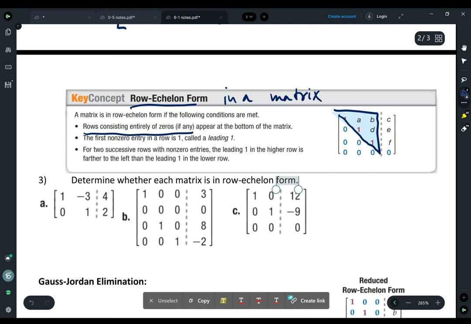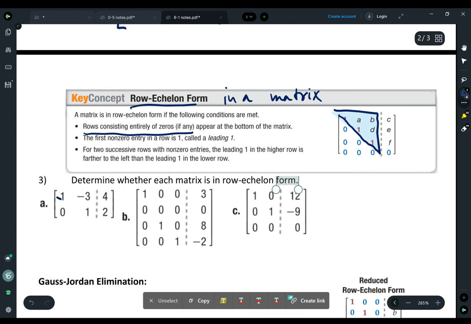So rows that are zeros are at the bottom. We always start with ones, and they make that triangle where you wouldn't have the second and the third equations mixed around. We want them to be able to go down like that. So we're going to decide if each of them for number 3 is in this form or not. And then I'm going to stop the video and we'll do Gauss-Jordan elimination in the next video.